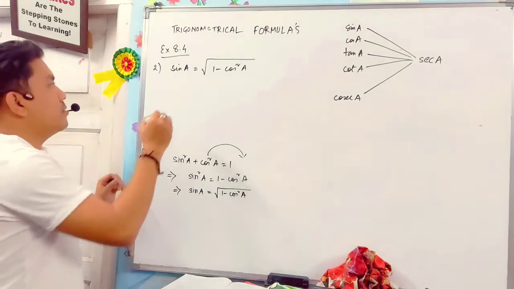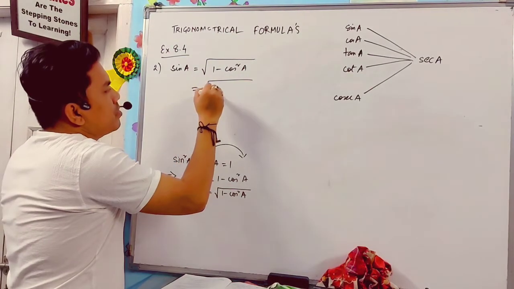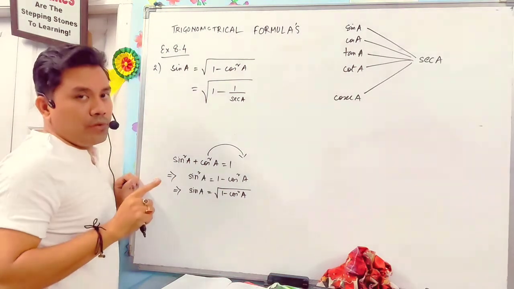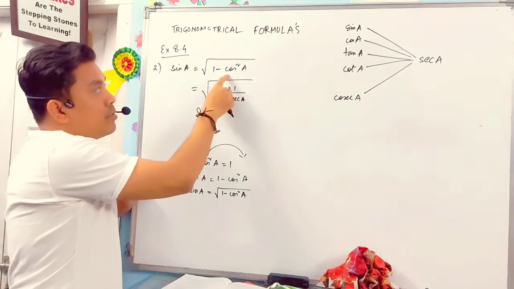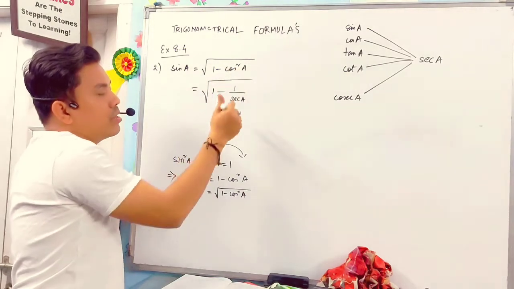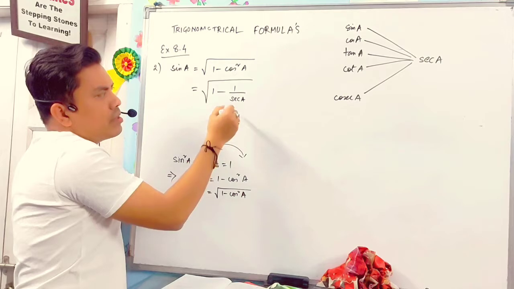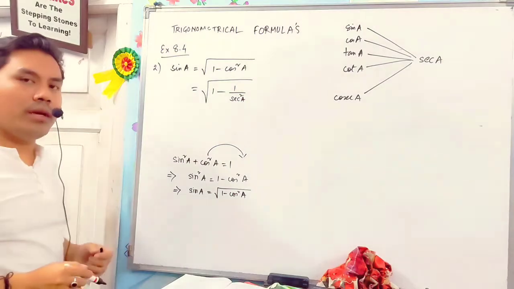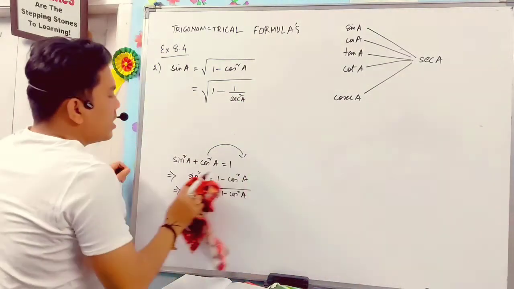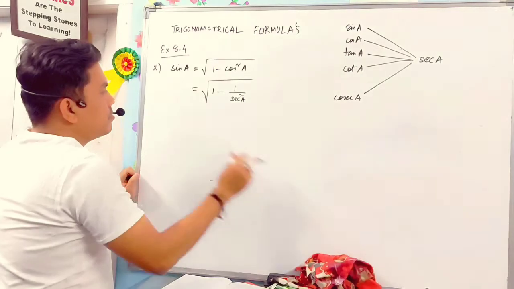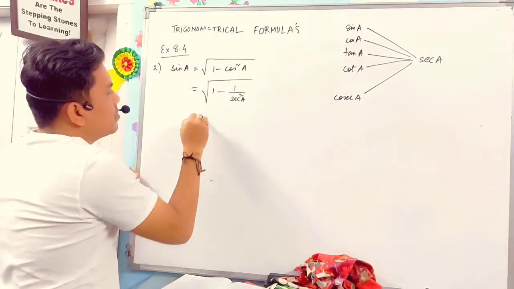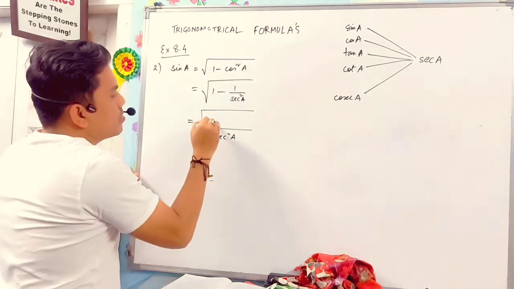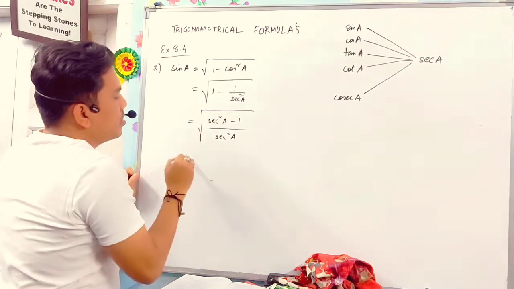Alright. Now, in place of cos A, can we write 1 by sec A? Yes, in place of cos A, we can write 1 by sec A. But here we don't have cos A, we have cos square A. So it will become 1 by sec square A. Now we will take LCM. What is the LCM? Sec square A is the LCM. So sec square A minus 1.